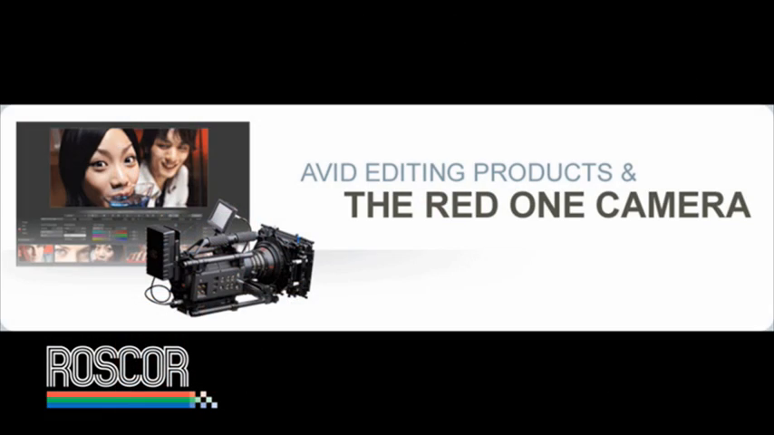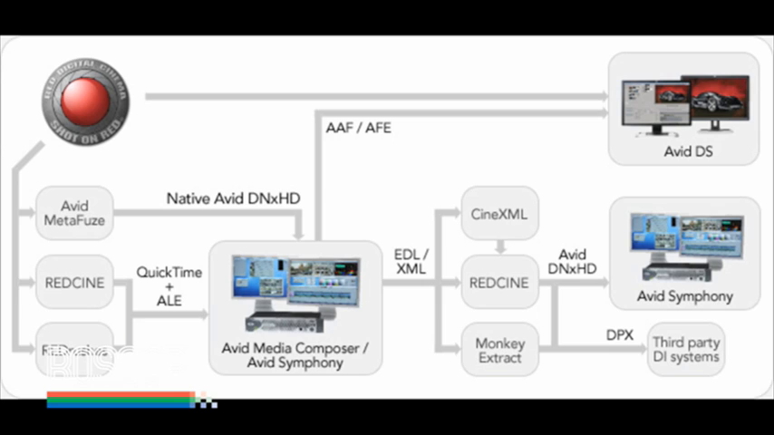So Metafuse can do a number of things. It also can transcode the R3D files into Avid media files for an offline. So we have an offline HD codec, transcode the red files into DNX36 for the offline edit, and Avid DS 10.1.1 is native support for the R3D files. So you can have your offline Media Composer and conform in DS with the native red files.